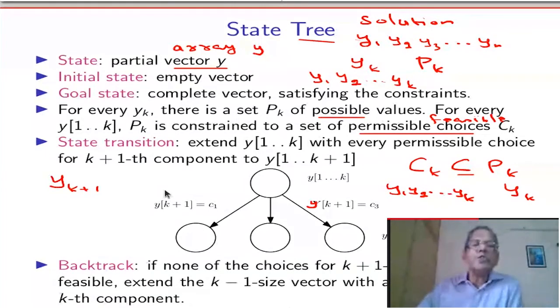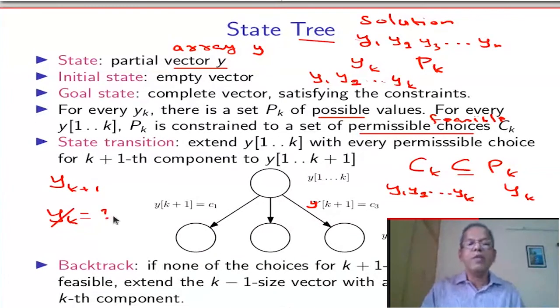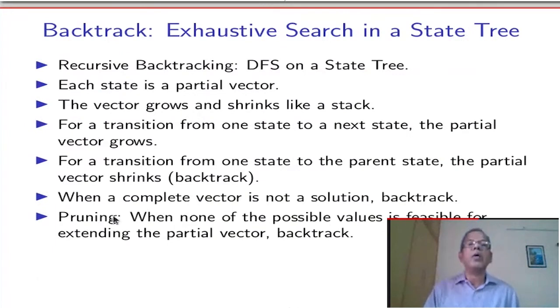Okay. Suppose there is no permissible choice for yk plus 1. What should we do? If none of the choices for the k plus 1 component is feasible, then what we would do is extend the k minus 1 size vector with a different choice for the kth component. yk has a certain value, we will undo yk with another value. It will become clearer when I demonstrate it with an example.